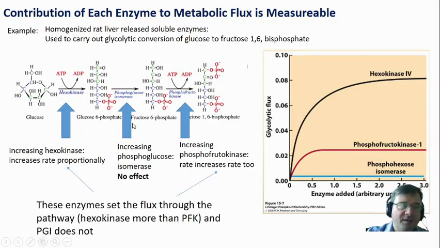What this means then is that these enzymes, hexokinase and phosphofructokinase, set the flux through the pathway. These are the enzymes that determine the rate the pathway runs at. Obviously, hexokinase more than phosphofructokinase, but these are the enzymes that are actually important in controlling and regulating the flux through this pathway. As you can see, phosphoglucose isomerase has no effect at all. Okay, so this is really nice. We can look at each one of these enzymes in between, and we can see the effect it has on the overall flux through our pathway.